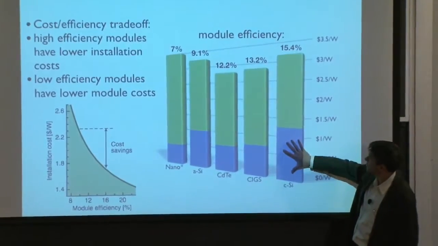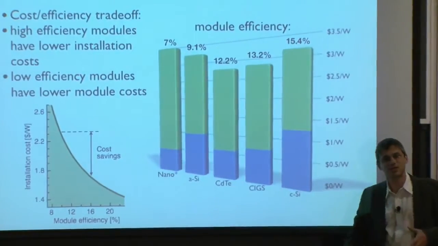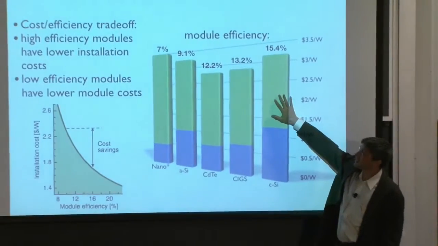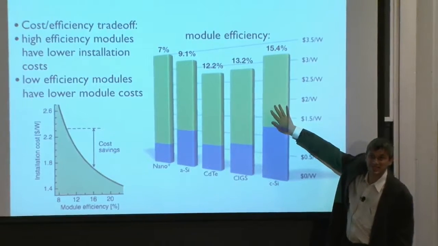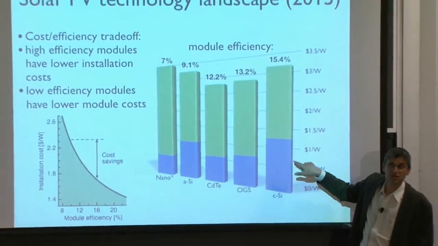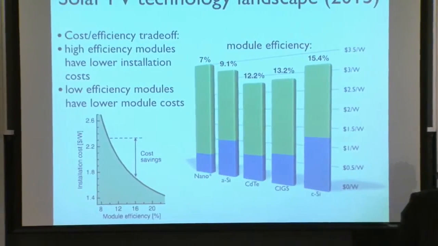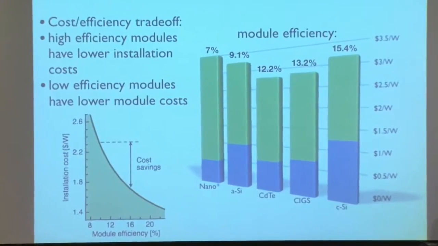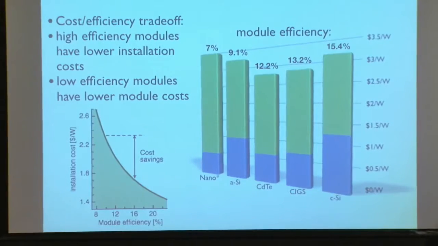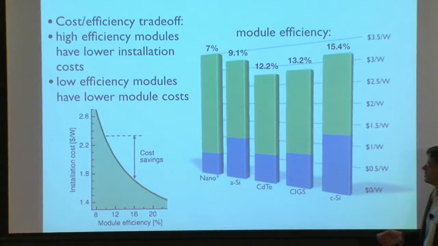But notice the blue here is the cost of the module. That's like the material and the glass stuff. And then the green is the installation cost. The installation cost is actually more than the module cost. So in solar cells, only recently has the biggest problem become the installation cost. Even just 10 years ago, the module cost was twice as much as installation. Today, it's half as much, okay?